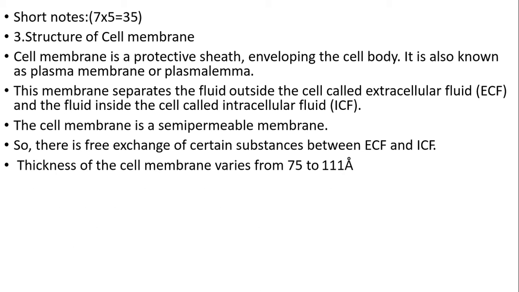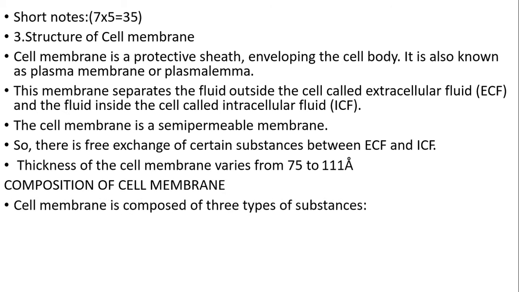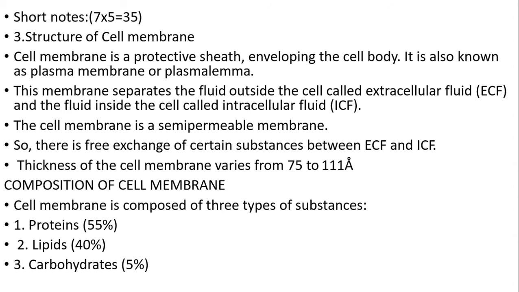Thickness of the cell membrane varies from 75 to 111 angstrom. Composition of the cell membrane: cell membrane is composed of three types of substances, that is protein nearly 55%, lipids nearly 40% and carbohydrate nearly 5%.